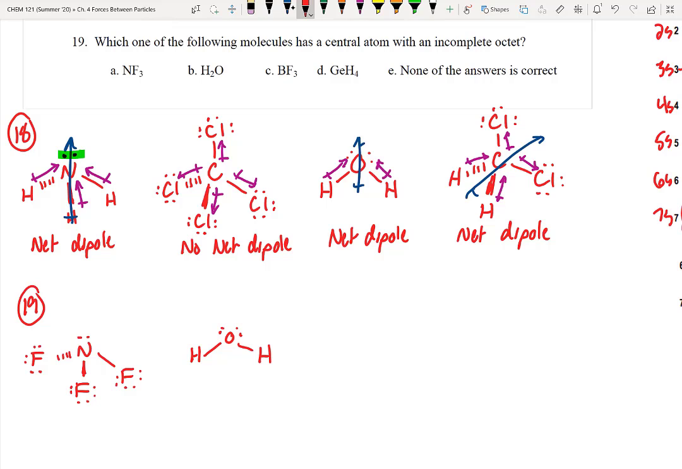So BF3 has boron. How many valence electrons for boron? I checked my periodic table. It's in group 3A, which means it must have 3 electrons. So I'd go ahead, 1, 2, 3. And then fluorine has 7, so I'll draw 7 dots around each of the fluorines. And then we need to pair up any unpaired electrons. So I'd pair these, and these, and those, right?